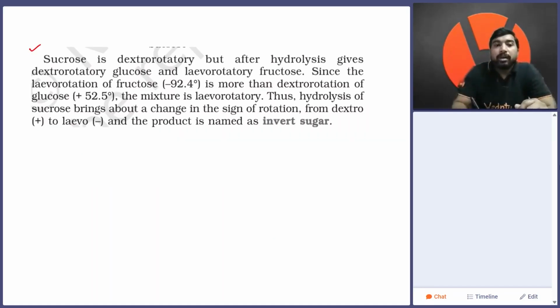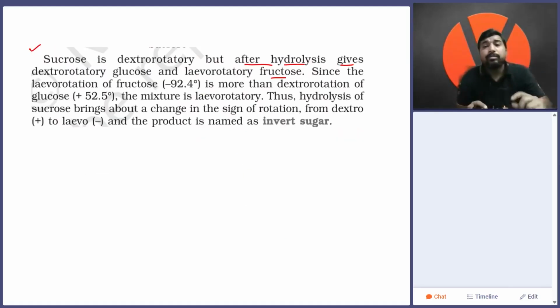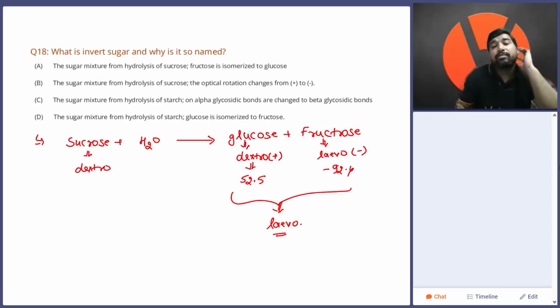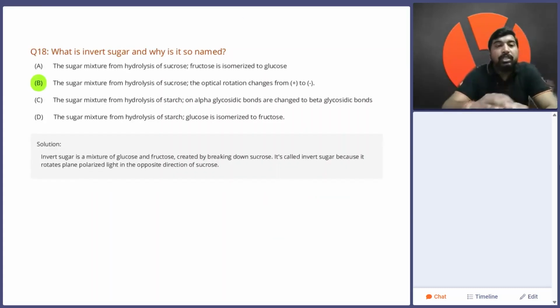I just picked a screenshot of the NCERT. So sucrose is dextrorotatory, but after hydrolysis it gives dextrorotatory glucose and levorotatory fructose. Since the levo-rotation of fructose is minus 92.4, whereas that of glucose is plus 52.5, the ultimate solution is levo. This is why the product of hydrolysis of sucrose is known as invert sugar. Hopefully it is clear to all of you. So we're going to cross check. Yes, definitely option B is the right answer.